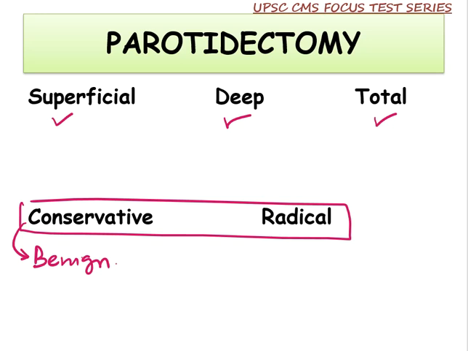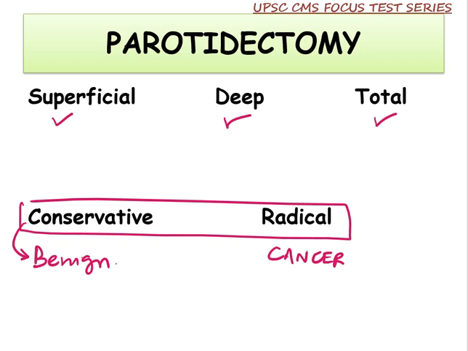Right. Then what is radical parotidectomy? This is for cancers or malignancy where the facial nerve can be affected. And so what are you going to do? The nerve is excised en bloc along with the tumor. You call it radical parotidectomy, which is usually done for malignancy, right?